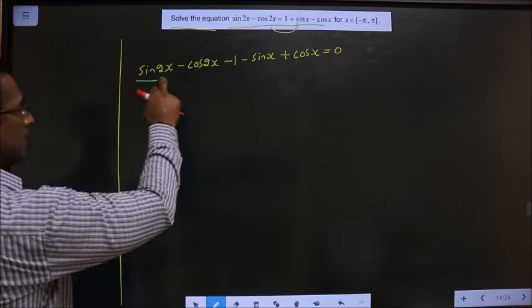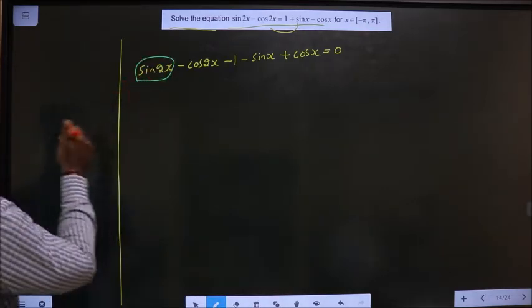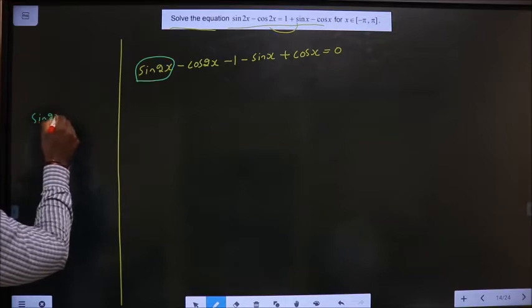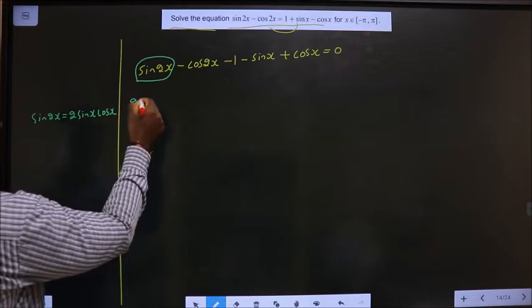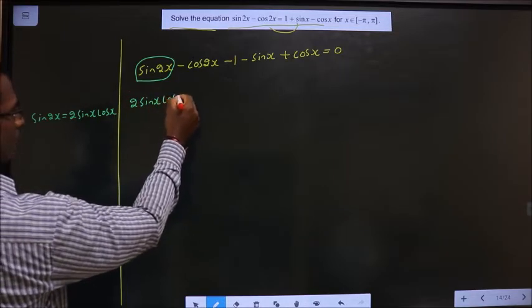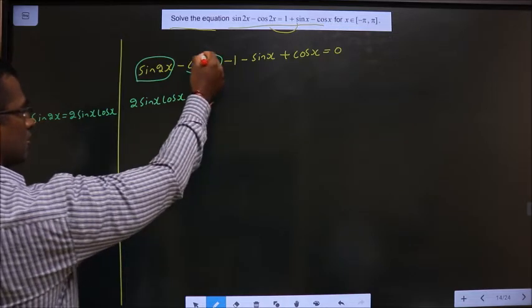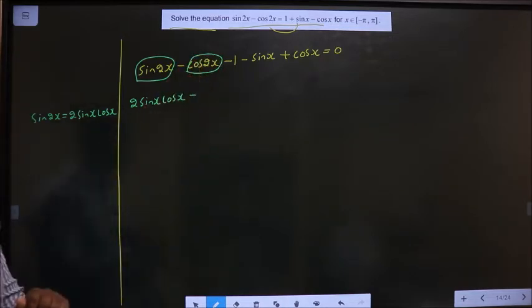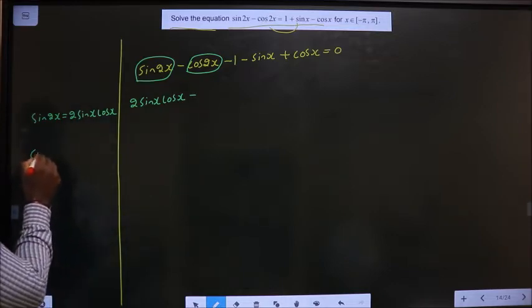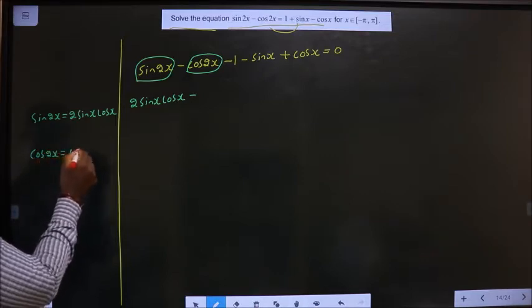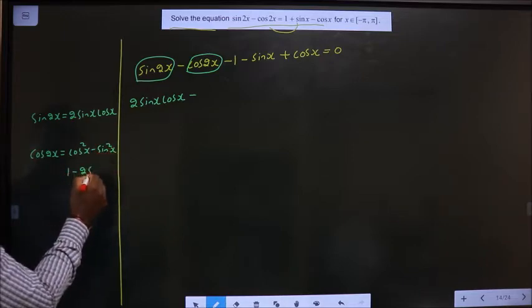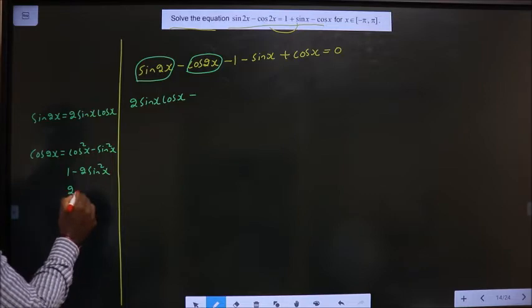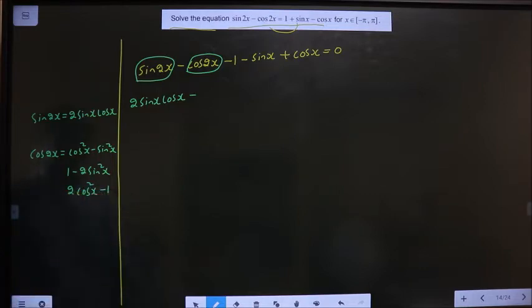I look at sin 2x. I will replace it. Sin 2x formula is 2 sin x cos x. Now, minus. For cos 2x also we have 3 formulas. Out of the 3, which one shall I make use of here? Let me write cos 2x equal to cos square x minus sin square x, or 1 minus 2 sin square x, or 2 cos square x minus 1.